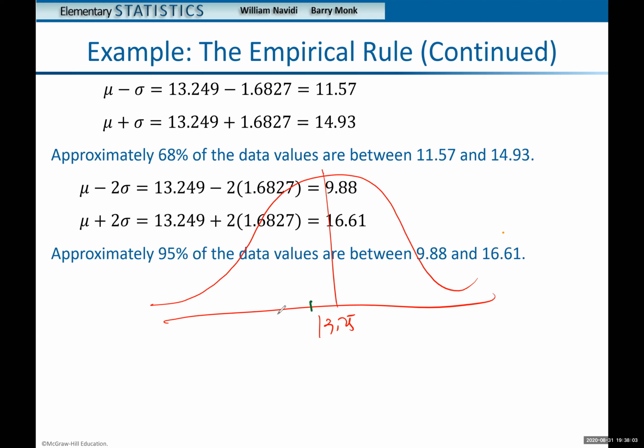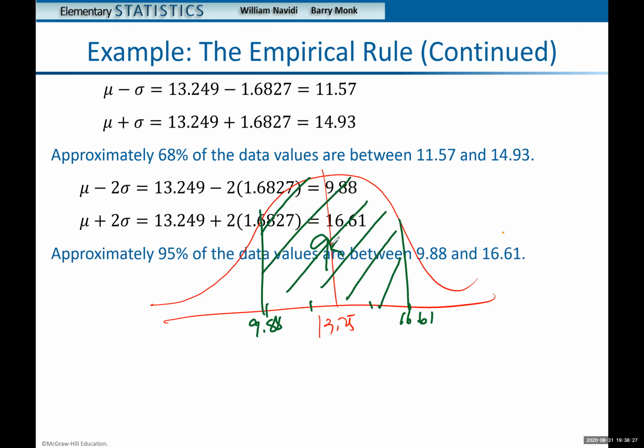So 2 standard deviations away from the mean. Computed, that is 9.88, and this is 16.61. So from 9.88 to 16.61, this is 95%. Any questions?